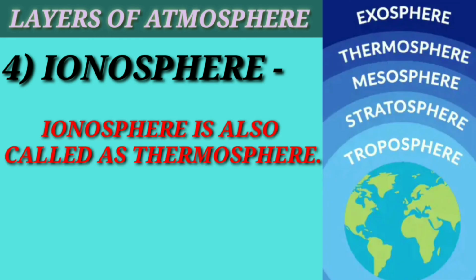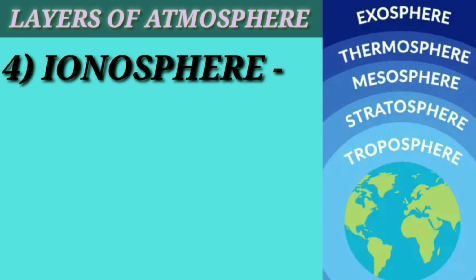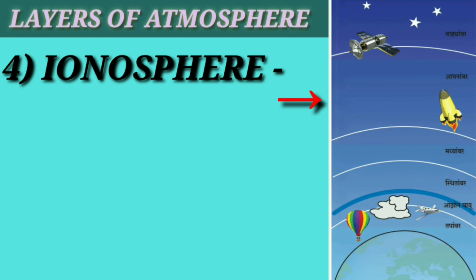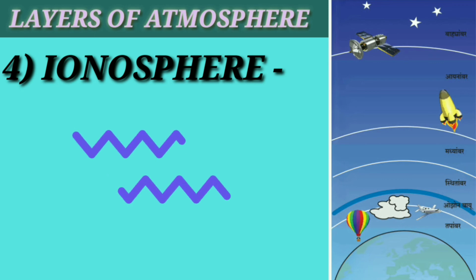Number 4. Ionosphere. The layer of air which is present at upper side of mesosphere and below the exosphere is called as ionosphere. Ionosphere is ionized part of atmosphere which lies from 80 to 500 km. Ionosphere contains ions and electrons. The short and medium waves coming from radio stations are reflected towards the earth from this layer of air.